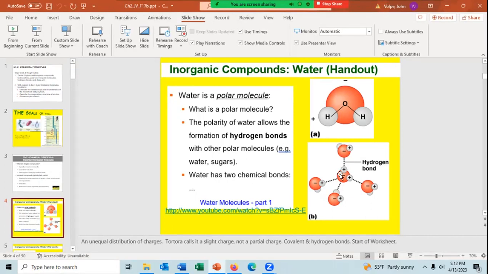You should understand that water has two chemical bonds. It has hydrogen bonds between water molecules, and then it has polar covalent bonds within the water molecule between the hydrogen and the oxygen. That's a polar covalent bond. Any question about any of that?